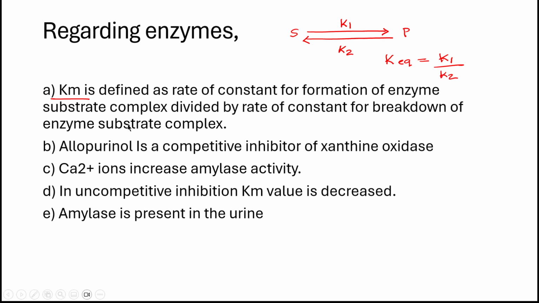So now what they ask is, Km is defined as the rate constant for formation of enzyme substrate complex, which means K1, divided by the rate constant for breakdown of enzyme substrate complex. The enzyme substrate complex can also be stated as ES. So ES is broken down back to form the substrate. ES is the intermediate, and ES will form products. However, this can go back. So what they ask is, what does the K1 to K2 ratio mean?